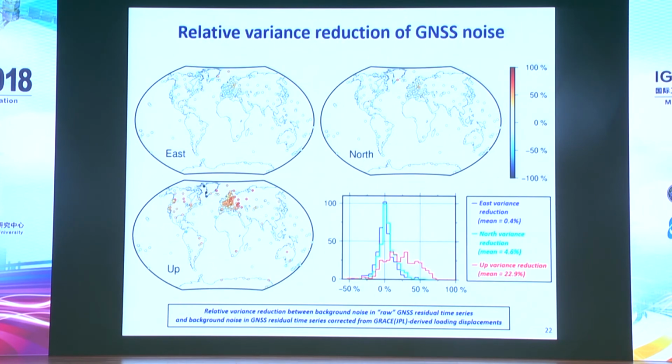But the picture is not as pretty if we look in terms of relative variance reduction. So here we compare the variance of the noise in raw GNSS time series to the variance of the noise in GNSS time series corrected from GRACE-derived loading displacements. And the average variance reduction is a bit more than 20% in up, 5% in north, and practically nothing in east.